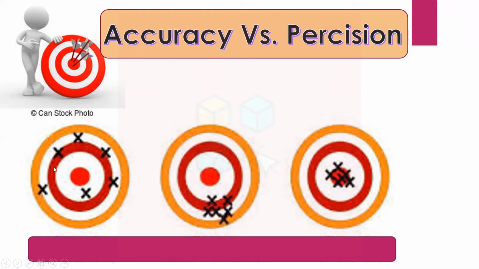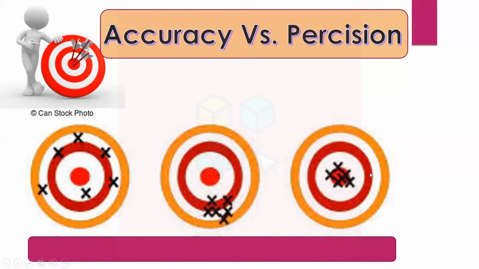The leftmost has the red dot, which is the target, and all black crosses are the shots. The shots are far away from the central value, therefore there is less accuracy. And the results are also not closer to each other, so there is less precision. In the middle of the figure, all shots are closer to each other, so precision is high, but still far away from the central value, therefore accuracy is low.